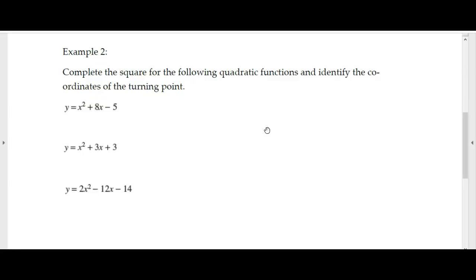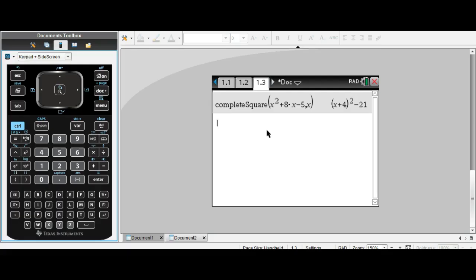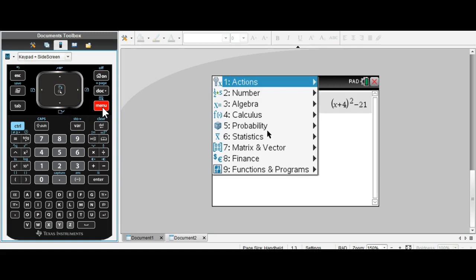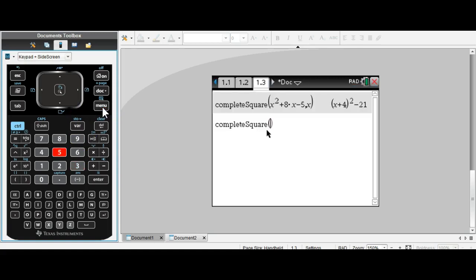So we have y equals x plus 4 the whole squared, take away 21, which means the coordinates of the turning point are going to be minus 4, comma, minus 21. Our second example, so let's do that again. So we're going to go menu, algebra, complete the square. Enter x squared plus 3x plus 3. We're going to say comma x and press enter.